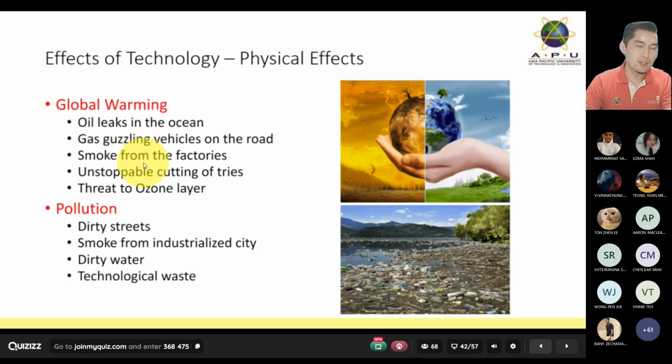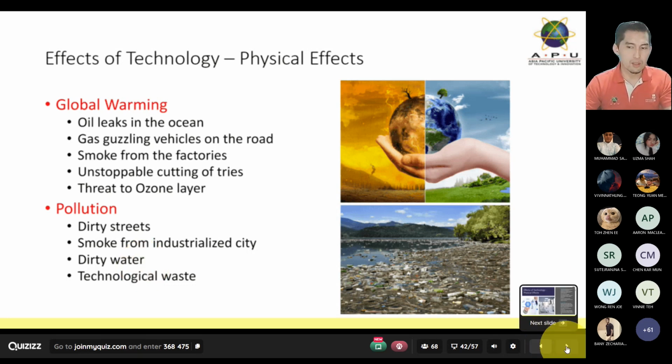And one of the main contributors into that is definitely technology. So of course, the unstoppable cutting of trees, which is also contributing towards global warming. Pollution, so some of you highlighted this earlier, right? When I was asking earlier what other negative effects can you think about, a lot of you highlighted these as well. So evidently another area that is definitely something that needs to be looked into when it comes to physical effects.